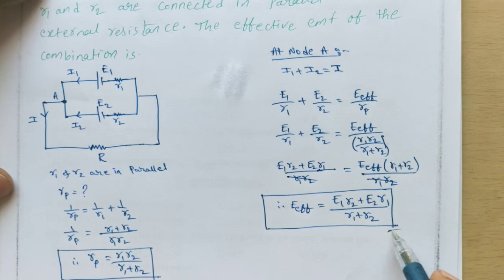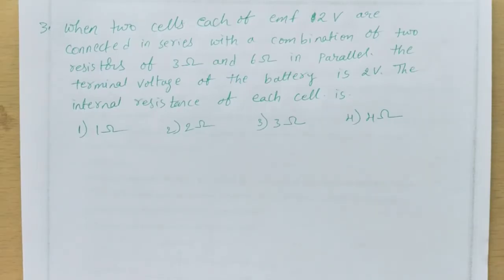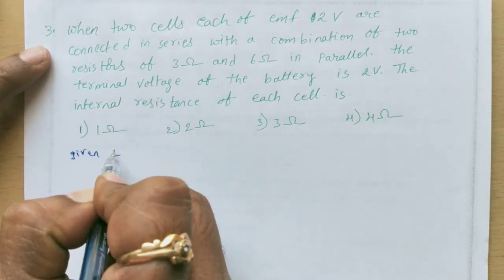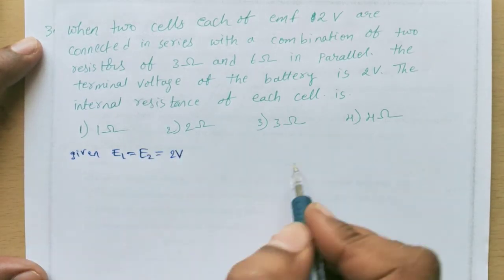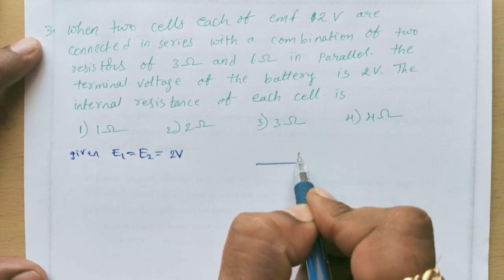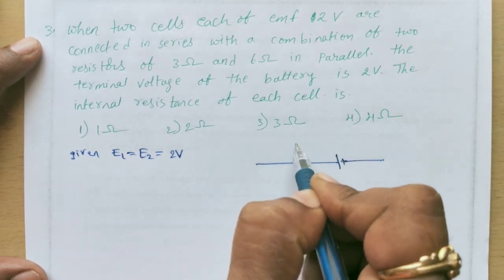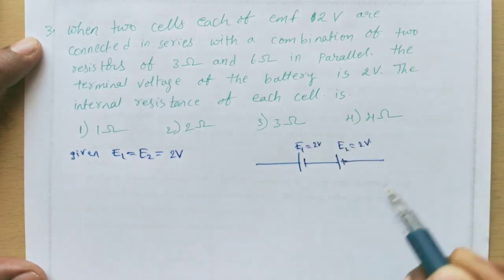Okay students, this is also a simple question for you. This is also based on cells concept only. When two cells each of EMF 2 volts is given, so here given as E1 is equal to E2 is equal to 2 volts are connected in series. Okay, so here for example this is first cell and this is the second cell connected in series. Here E1 is equal to 2 volts and here also E2 is equal to 2 volts.